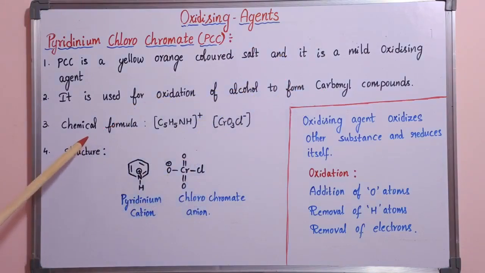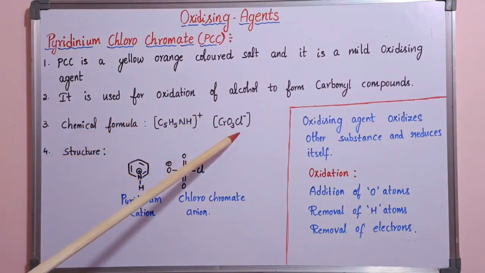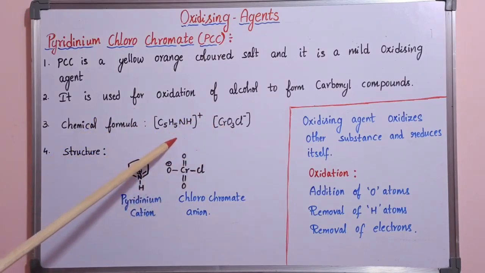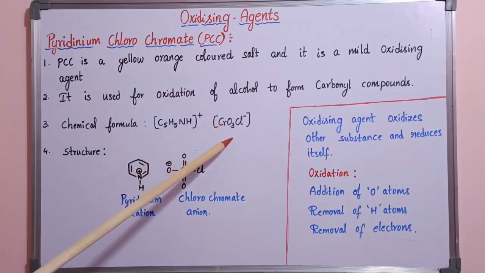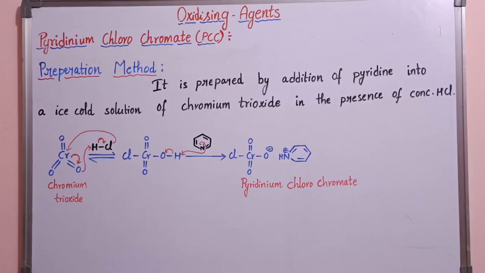And the chemical formula of this particular substance is C5H5NH+ CrO3Cl-. It is a salt which consists of a cation and an anion. So you can see the structure clearly. It consists of a pyridinium cation and a chlorochromate anion. Okay, so the combination of these two ions makes our PCC. Now let us see how it is prepared. Now let us see the preparation method of PCC.